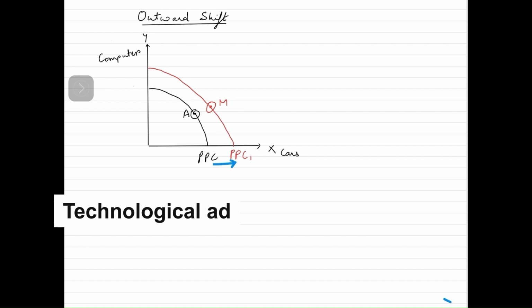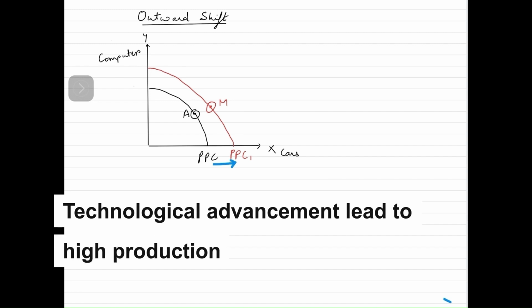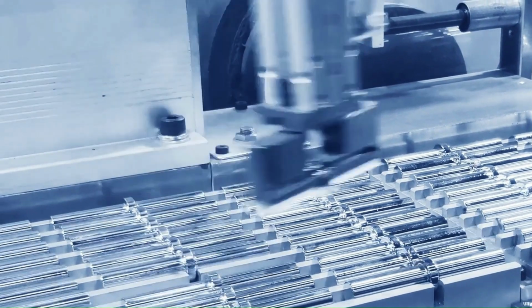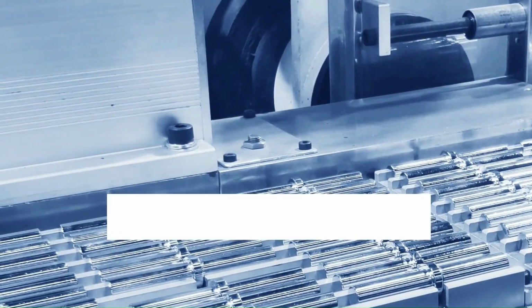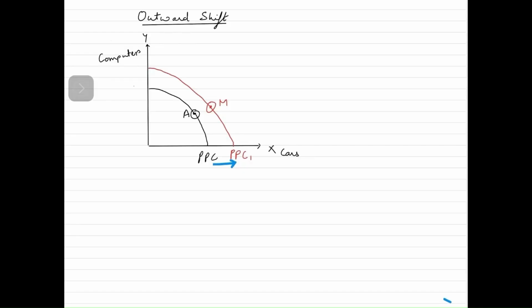Similarly, any technological advancements are another way that would lead to an outward shift of the PPC curve. Now, when new technologies are making production smarter, more efficient, it allows economies to make more with the same set of resources that it possesses.